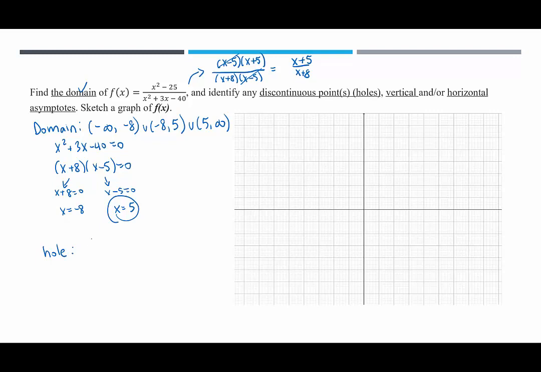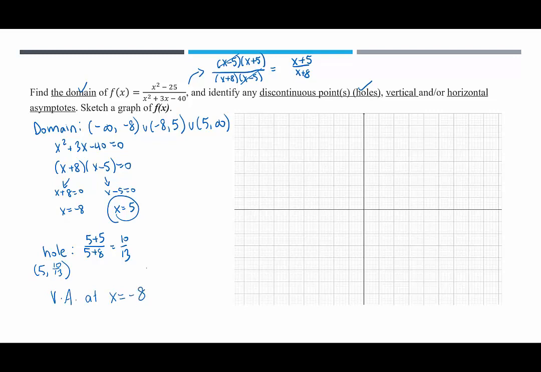So to figure out the y value, we're going to plug in 5. We're going to have 5 plus 5 over 5 plus 8, which will give me 10 over 13. So this is the y-coordinate. The coordinates of the hole will be 5, 10/13. Okay, so that's done. Now, we may notice that we have this x plus 8 factor left in the denominator. What does that mean? That means that there is a vertical asymptote at negative 8. So we're going to have a vertical asymptote located at x is equal to negative 8.